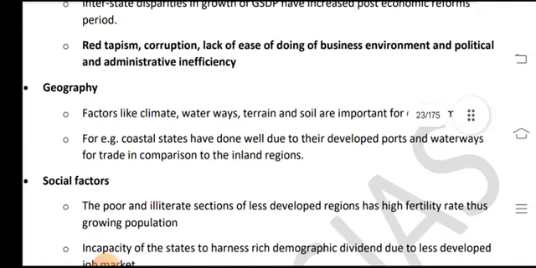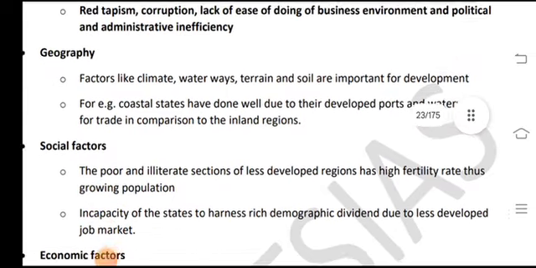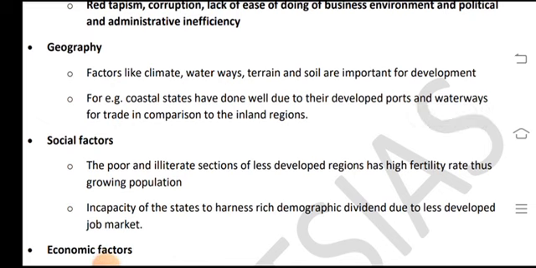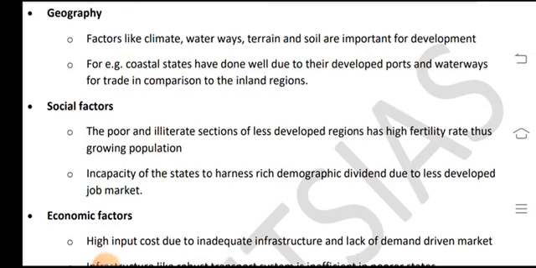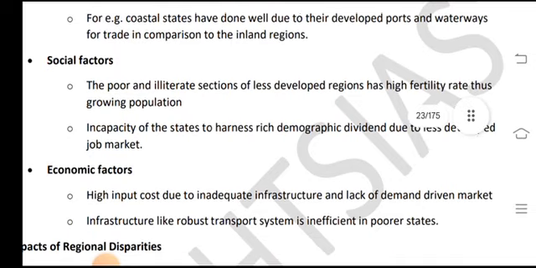Geographical factors like climate, waterways and terrain. Waterways, terrain and soil are important for development. Coastal states have developed due to ports and waterways for trade in comparison to inland regions. Social factors: the poor and illiterate sections of the least developed regions have a high fertility rate and thus a growing population.